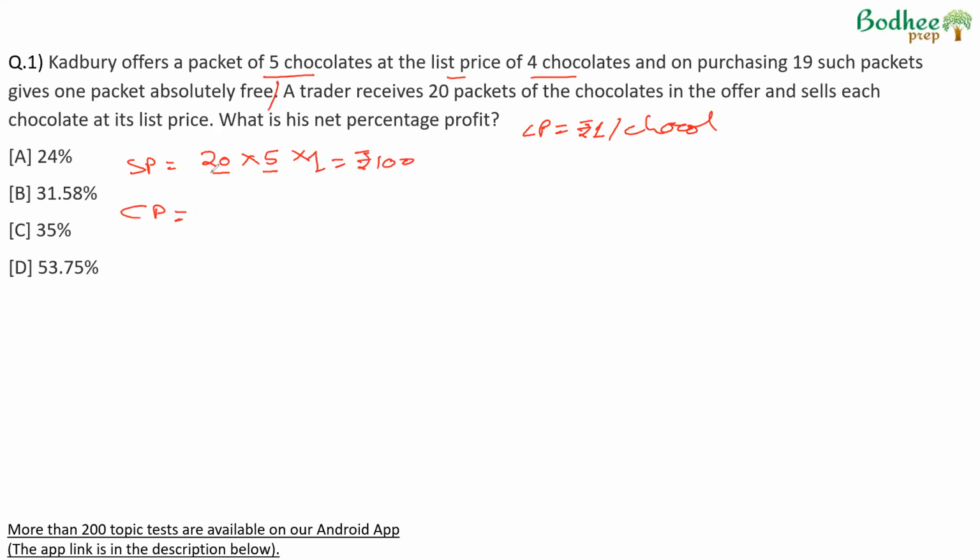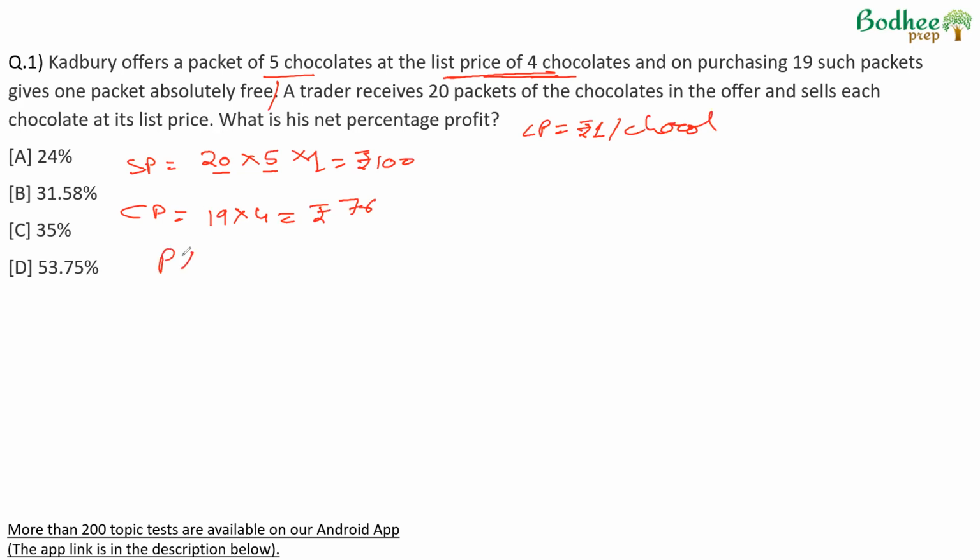Now, for the cost price, one of the packets is completely free. So the person has to pay for 19 packets. And on those 19 packets also, he has to just pay for a list price of 4 chocolates, because he gets 1 chocolate free. So the cost price will be 19 into 4, which is 76.